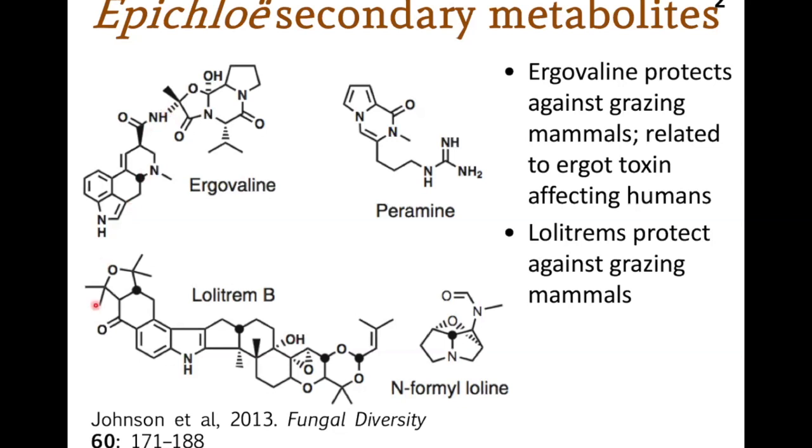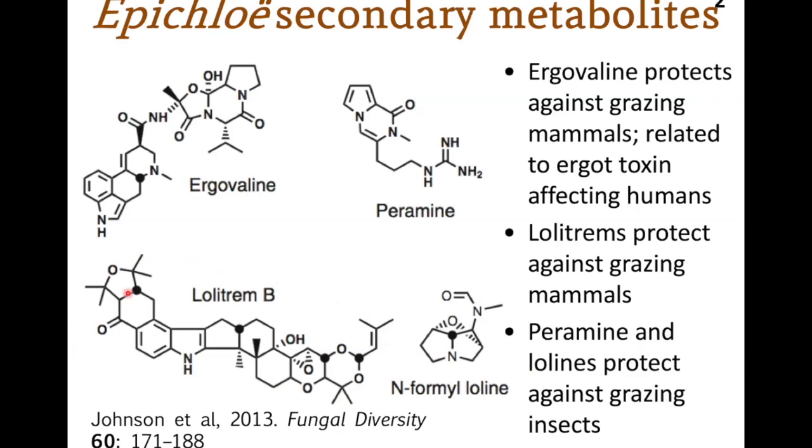Down at the bottom left here, we have something called lolitrem B, and this is an example of a large class of chemical compounds called the lolitrems. And these lolitrems also protect against grazing mammals, and we'll look at an example of that. And then finally on the right here, we have peramine at the top and an example of a loline. So again, lolines are a large class of chemical compounds, and the peramines and lolines are thought to protect against grazing insects, and we'll also look at that.